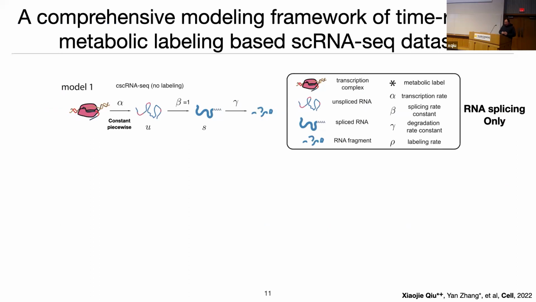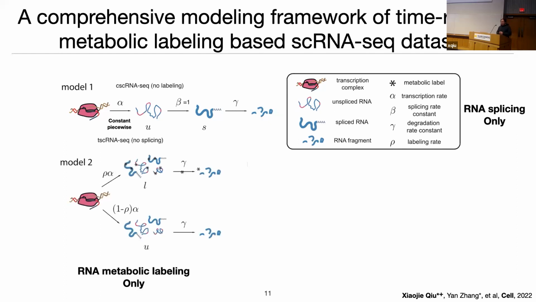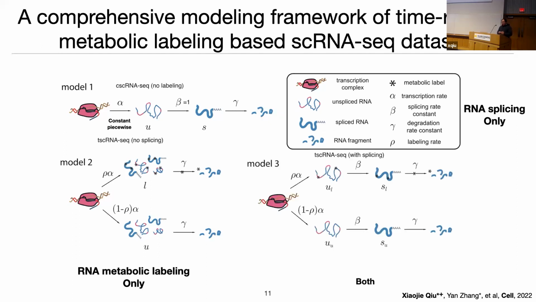The Dynamo framework models the spliced RNA and labeling RNA with three different models. The first model is explicitly used for modeling the conventional single-cell RNA-seq data, so we model the transcription, splicing, and degradation. Model 2 and model 3 are used for modeling the labeling data. But the difference is that in model 2, we don't consider the RNA splicing, while in model 3, we actually consider both the labeling and also splicing.